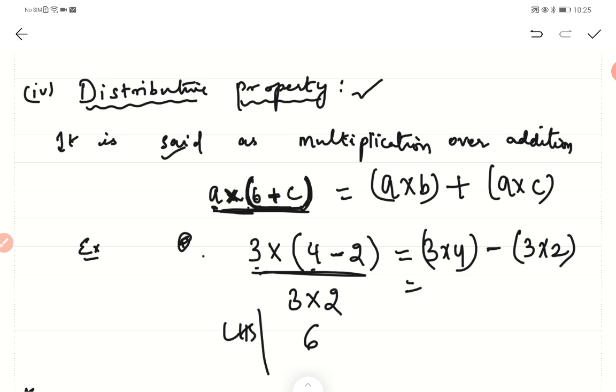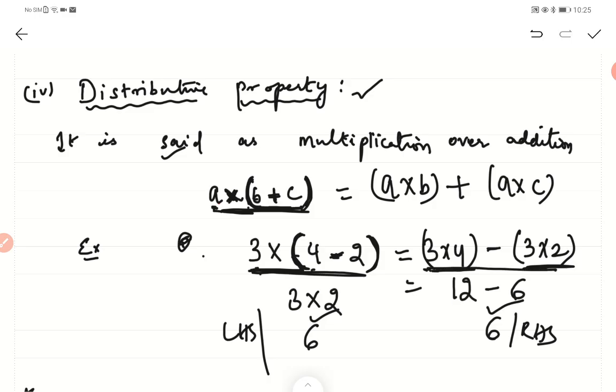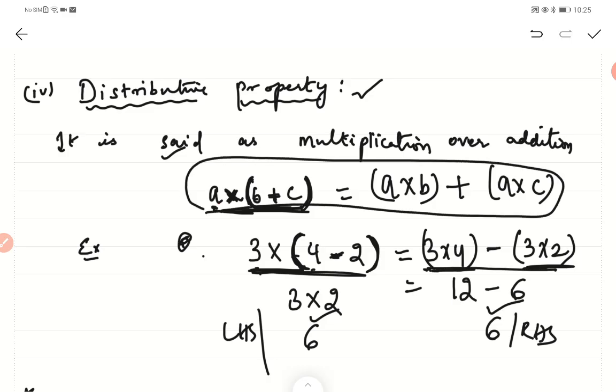On the right hand side you have 4 threes are 12, and this has 3 twos are 6. So 12 minus 6 is how much? 6. This is the RHS, so again it is equal. So in the distributive property, if you have a minus sign also, or any equation or problem of this type, you are going to open the bracket and write in this manner. This is how you follow. It can be a minus sign also. All right, this is called multiplication over addition.